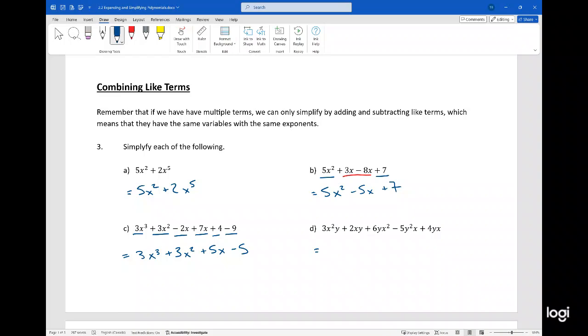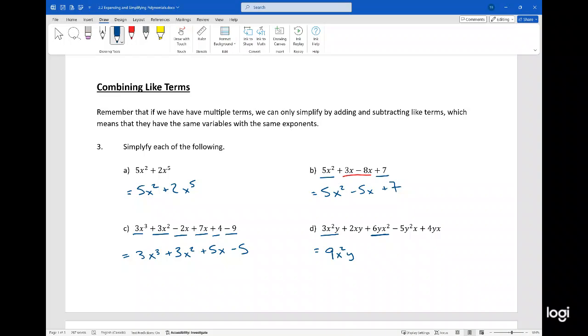This one. Okay, we're starting off with a 3x squared y. Do we have any more x squared y's? I don't see any except this one here is a yx squared. Even though the order is different, it's just multiplication, and multiplication can happen in any order we want. So x squared y and yx squared both mean the same thing, so we can put those together. 3x squared y's plus 6yx squareds is 9x squared y's.